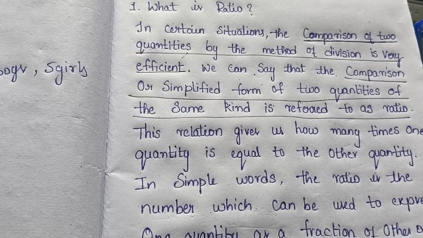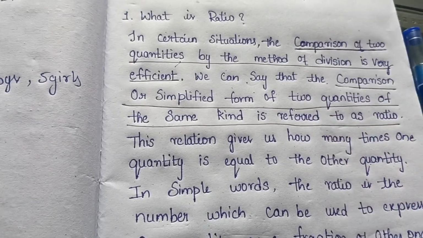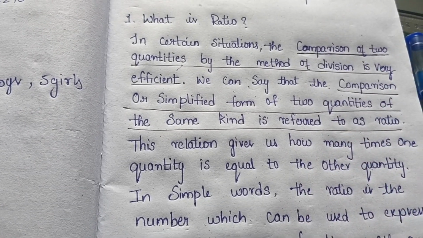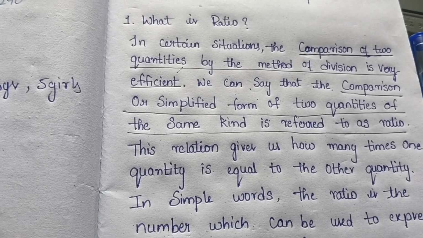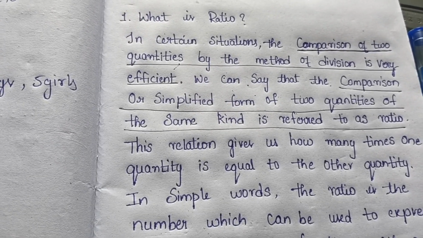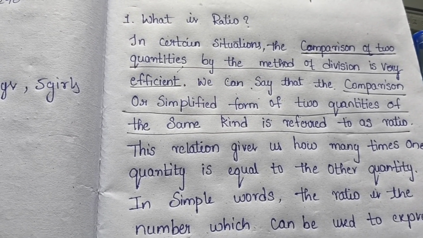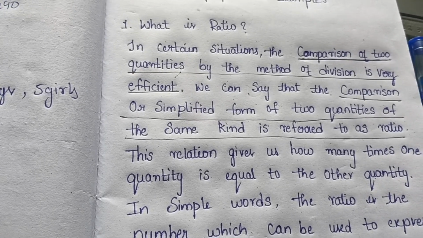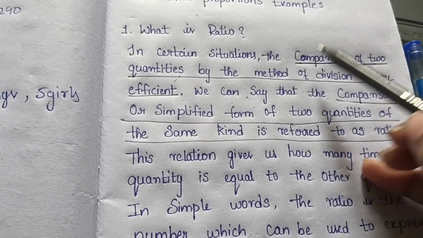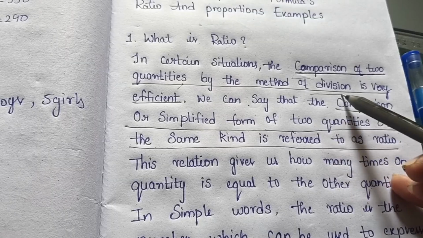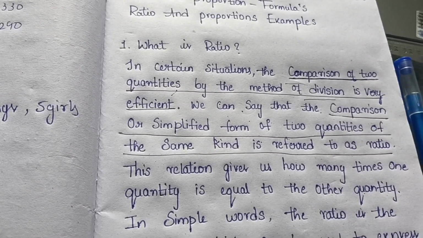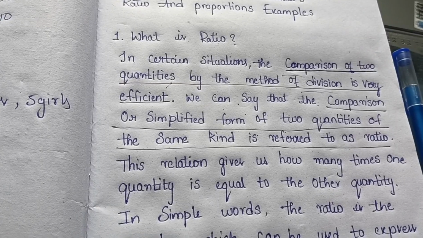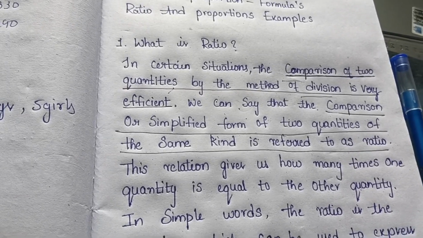Ratio is the comparison of two quantities of the same kind by division. Let me repeat, ratio is the comparison of two quantities of the same kind using division. The important words here are comparison and division. So whenever we compare two similar quantities by dividing one by the other, we get the ratio.